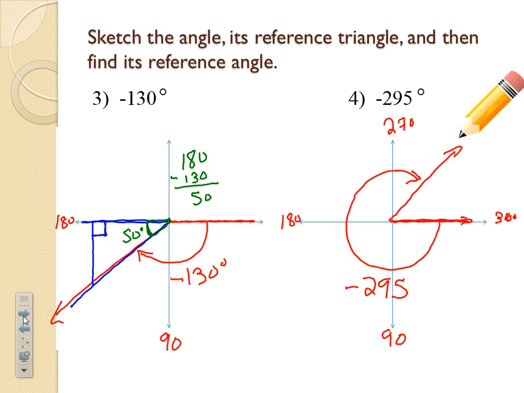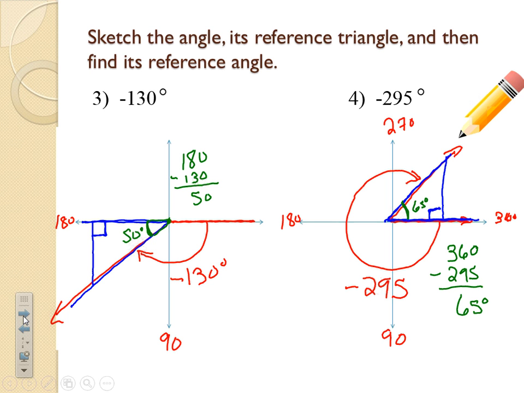When I make my reference triangle, I use my terminal side and the x-axis. Now this x-axis is going to be right here where it meets. So I bring it straight down, create my right reference triangle. There it is. It has to be connected to the x-axis. Now I have to find my reference angle. I'm closest to 360, so I'm going to take 360 minus 295, and I'm going to get 65 degrees. So I have 65 degrees right here.